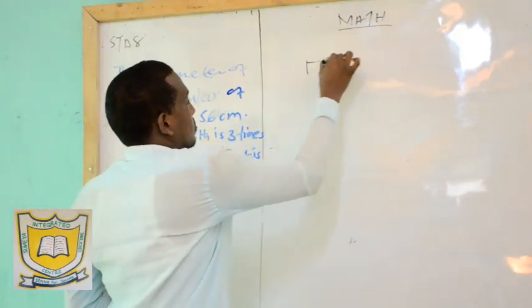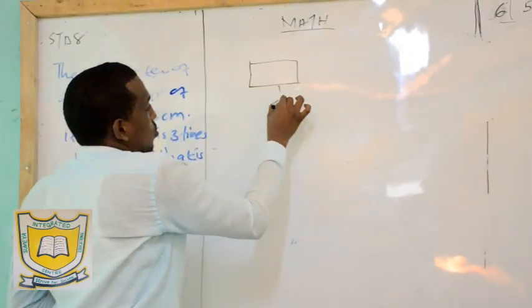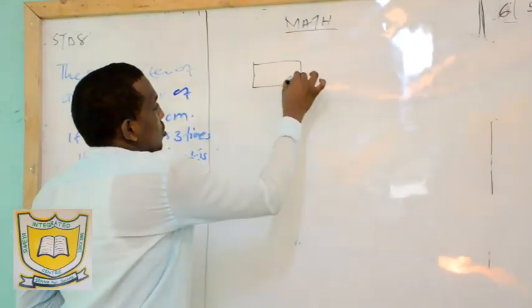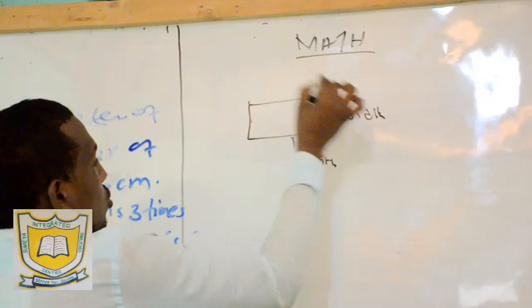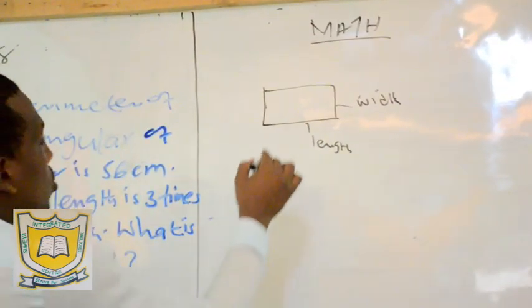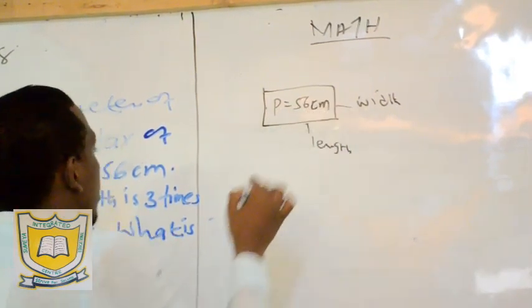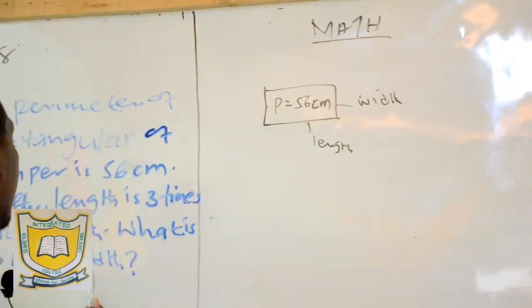This is the rectangle, and this line is called the length, and this one is called the width. So you are told the perimeter of the rectangle is 56 centimeter. You are told the length is 3 times its width.